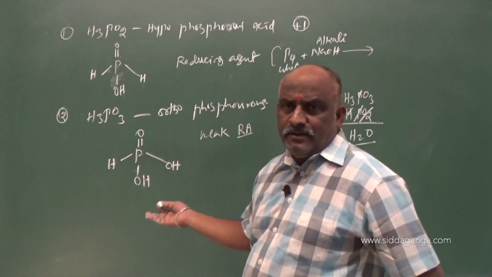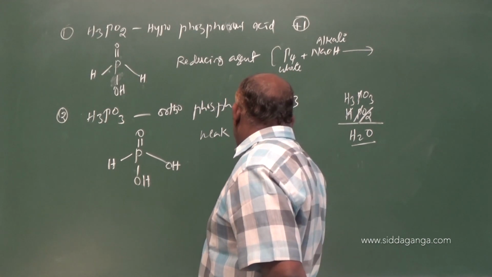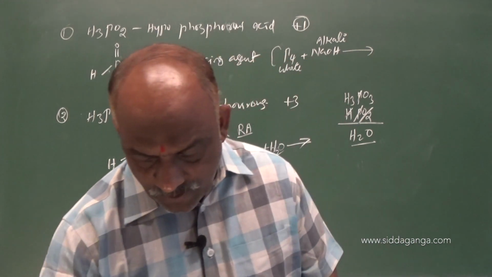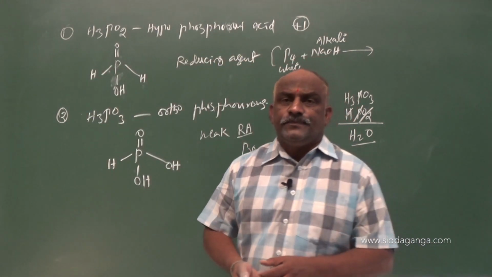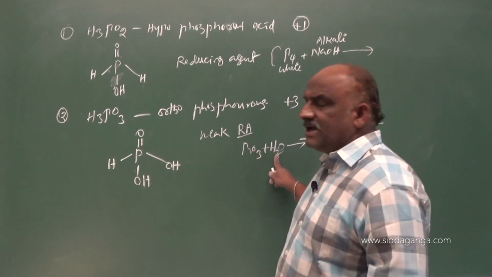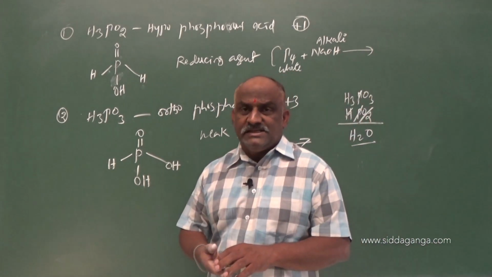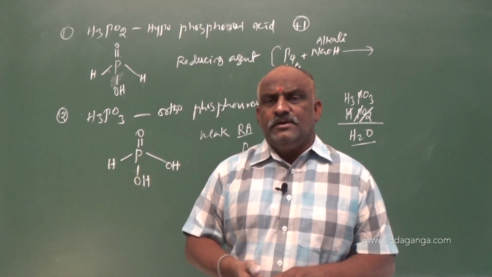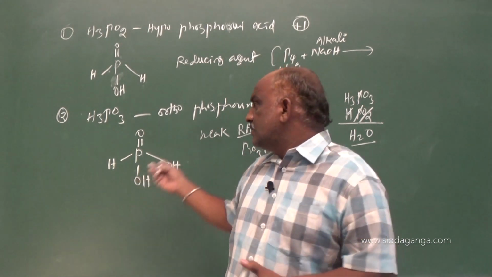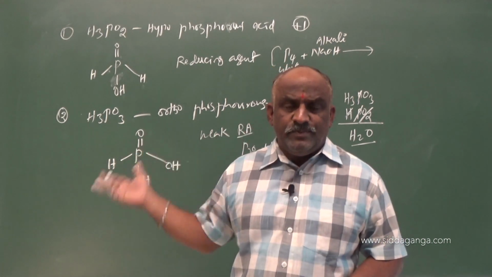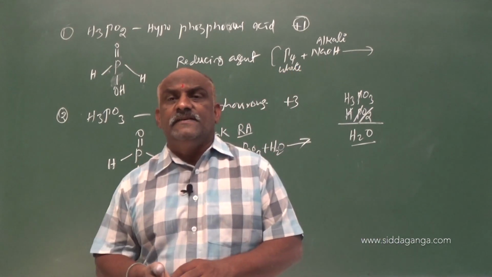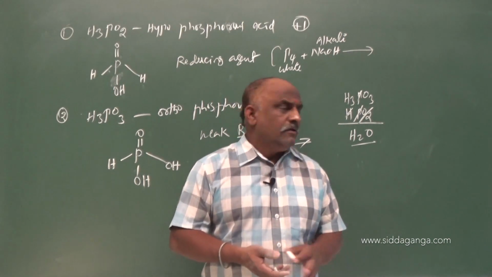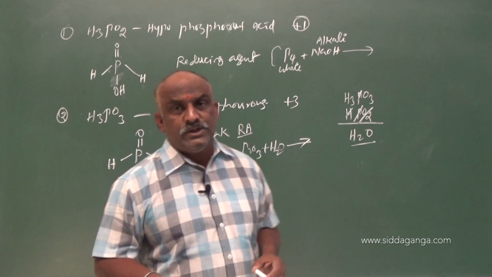And how to prepare this compound: P2O3 dissolved in water will give this compound. Phosphorus trioxide dissolved in water will give phosphorus acid, orthophosphorus acid. Different types of preparations we already discussed previously. Orthophosphorus acid is also obtained when PCl3 is treated with water, or PCl3 is treated with ethyl alcohol. We will get the compound H3PO3, orthophosphorus acid.